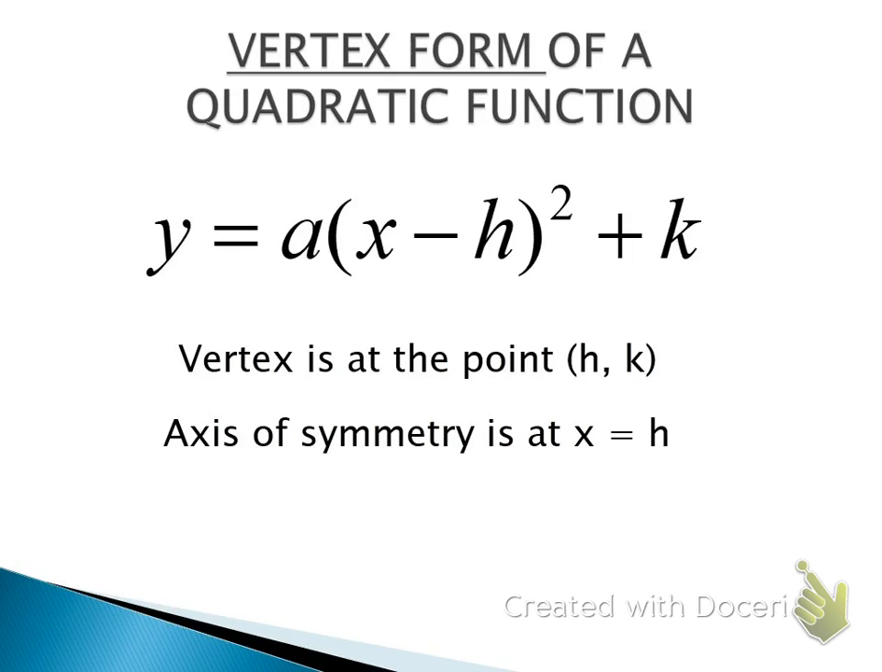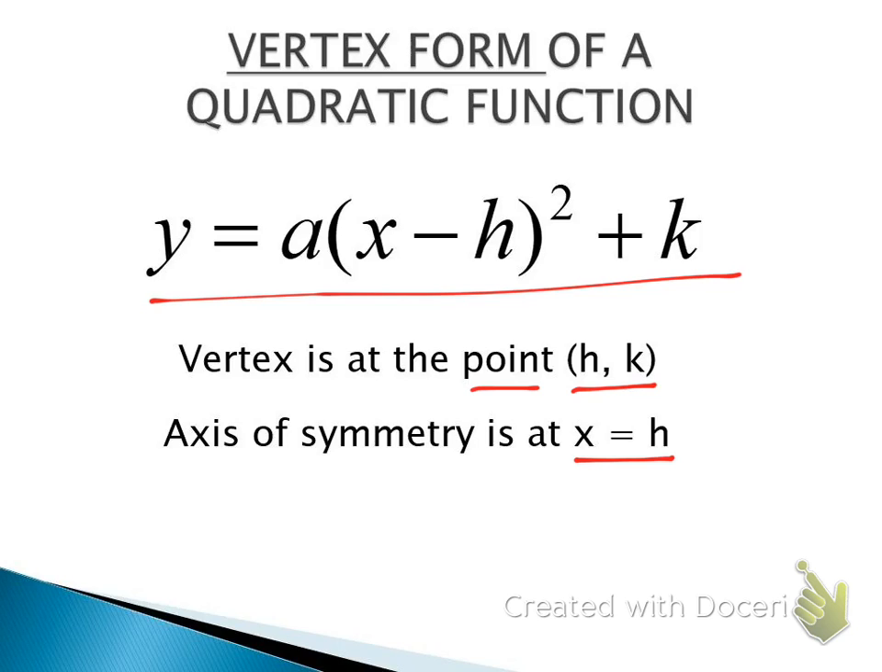All right, here is vertex form of a quadratic function. Y equals a times the quantity x minus h squared plus k. I would have that in your notes. The vertex is at the point h comma k from this form. And the axis of symmetry is at the line x equals h.